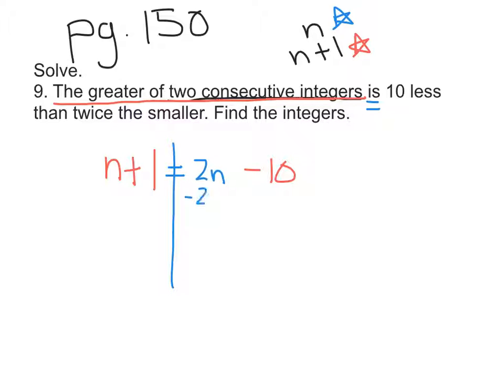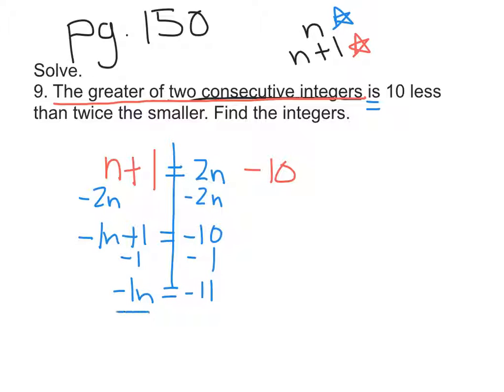So I'm going to subtract 2n, subtract 2n. We get negative 1n plus 1 equals negative 10. Subtract 1, subtract 1. I get negative 1 equals negative 11. Divide that negative 1 off, and I get n equals 11.